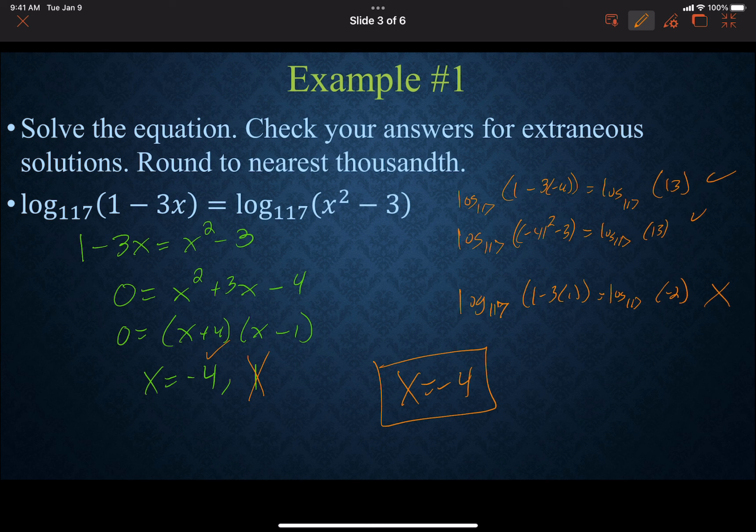And again, x can be negative, as we just saw right here. Negative 4 is perfectly valid, whereas x equals 1 is not. So don't assume you can't have a negative answer for x. Don't assume 0 can't be an answer for x. Always substitute in and see what happens when you solve out the problem that way.